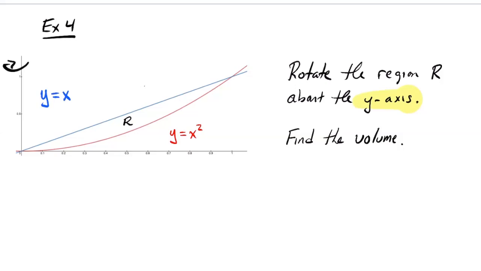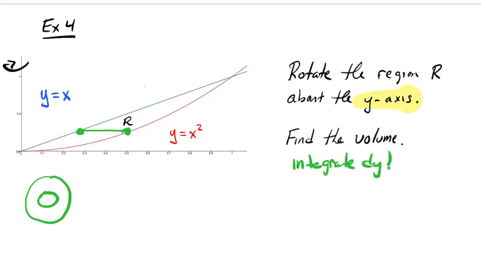But we can use the same kind of principles. This time our local estimate, a little segment that's perpendicular to the y-axis, so it's going to spin around it, is a segment like that. It still forms a washer. It's still got an inner and outer radius, but we're going to have to integrate dy, because the washer is determined by a y value, not an x value. A y value between what and what? Well, this is actually the point 1, comma 1. So y is also going between 0 and 1.